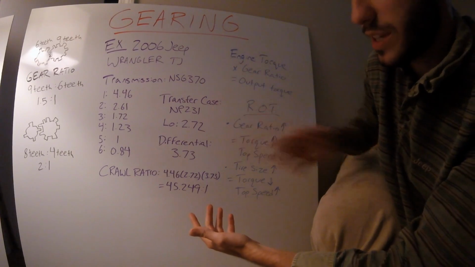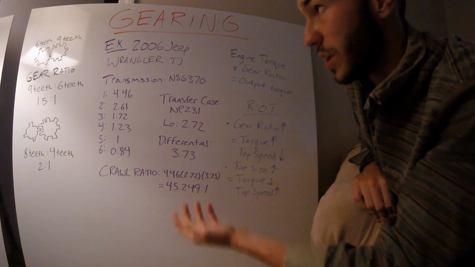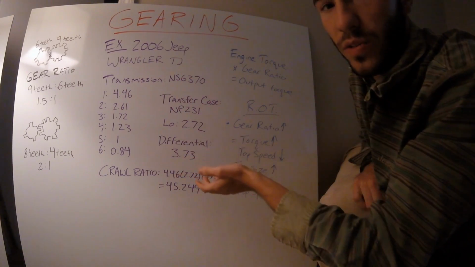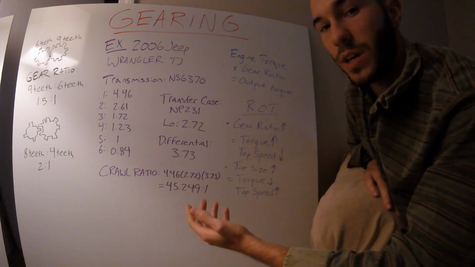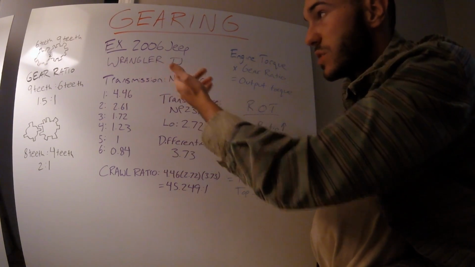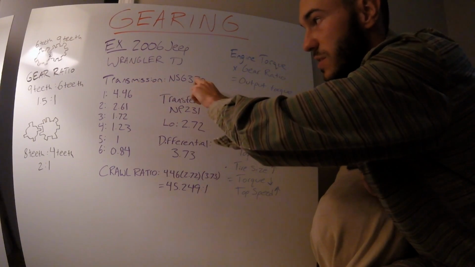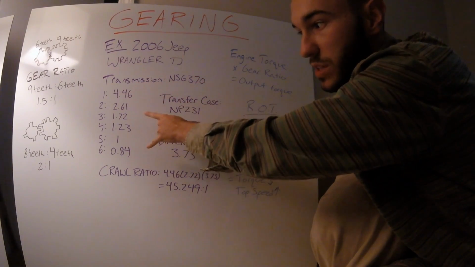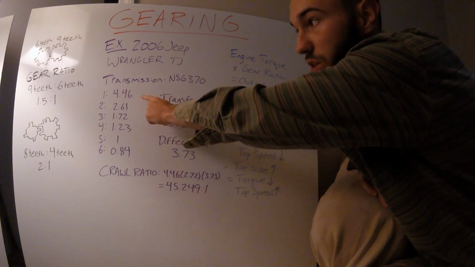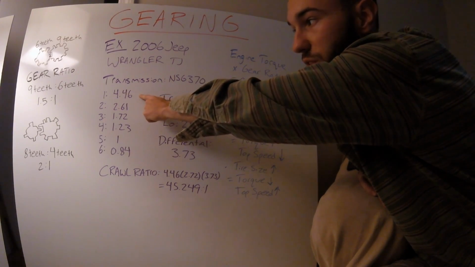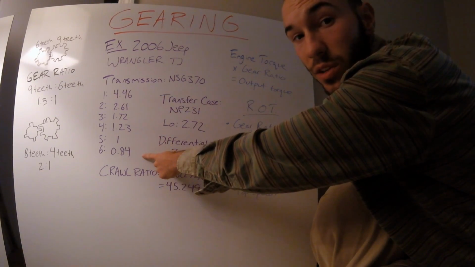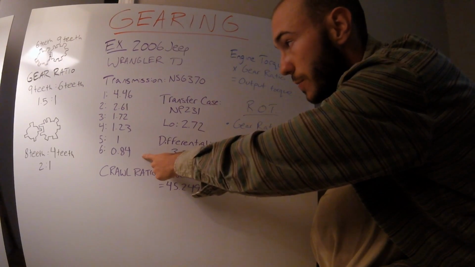Now I'm going to list out some facts about a specific vehicle so we can use all of this information later when we do some calculations. We're using a 2006 Jeep Wrangler TJ. The transmission is the NSG 370. It has 6 speeds, aka 6 gears. First gear has the highest gear ratio of 4.46 to 1, all the way down to 6th gear, your overdrive, with 0.84 to 1.